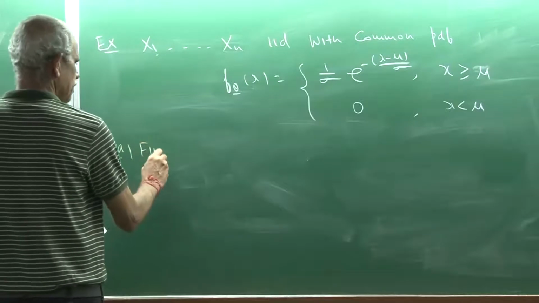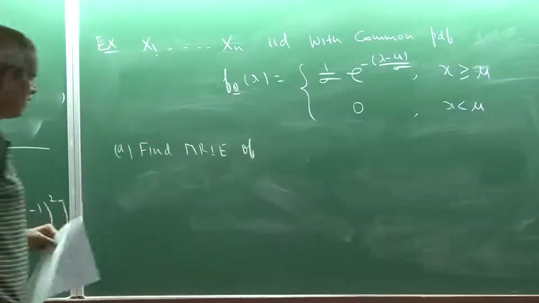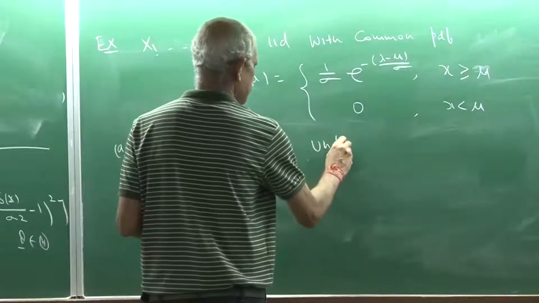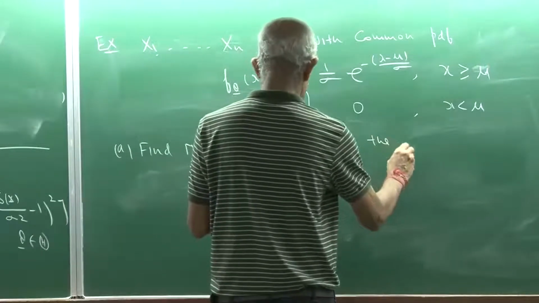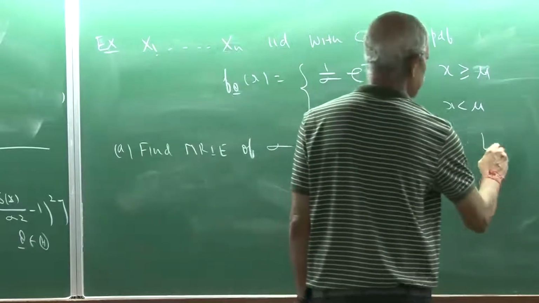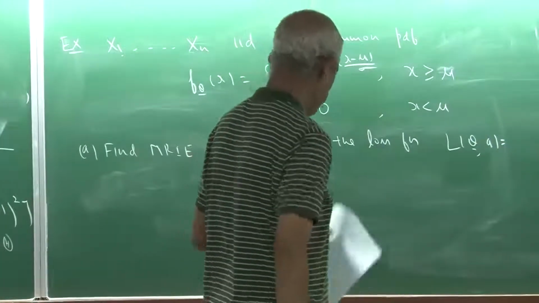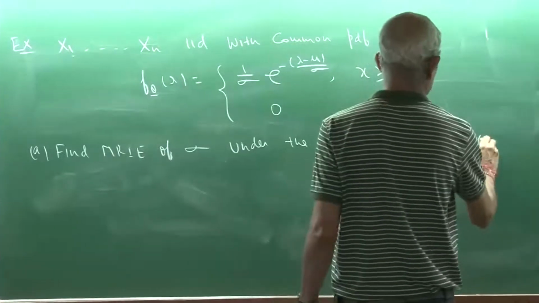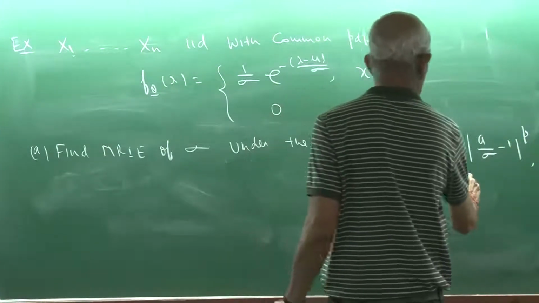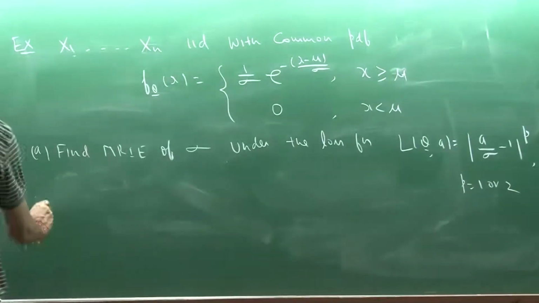It asks for all three things. Part A: find the MRI estimator of sigma. So it's a good problem; I'll tell you in what sense. Under the loss function L(theta, a) = |a/sigma - 1|^p, where p is 1 or 2.